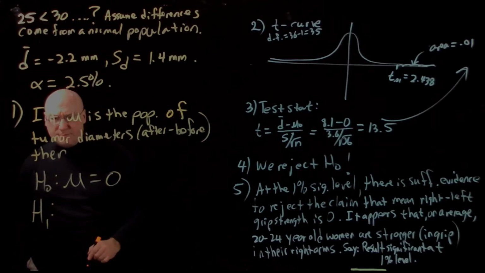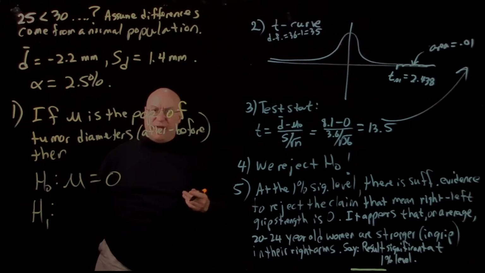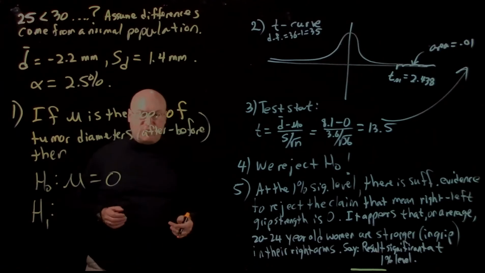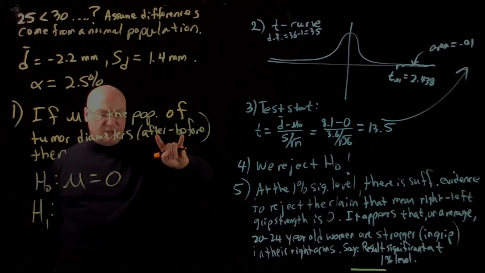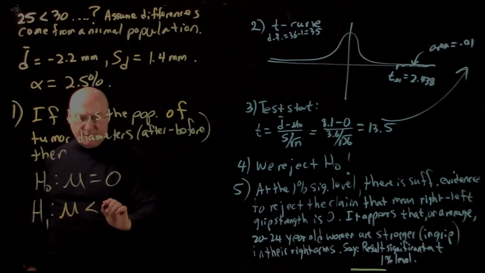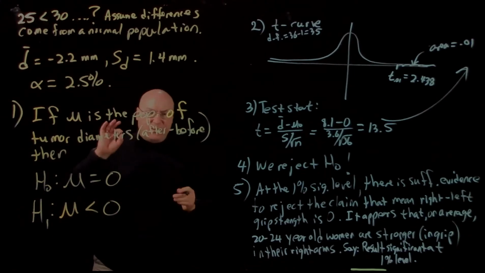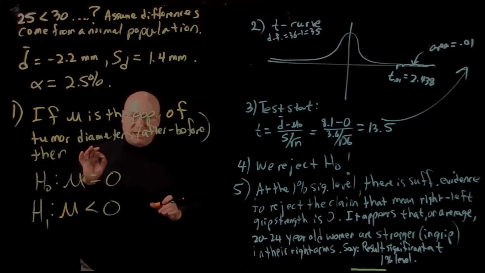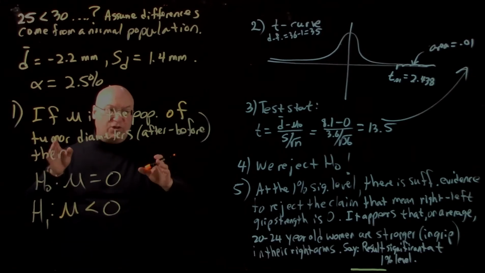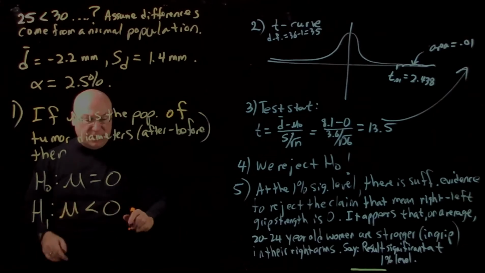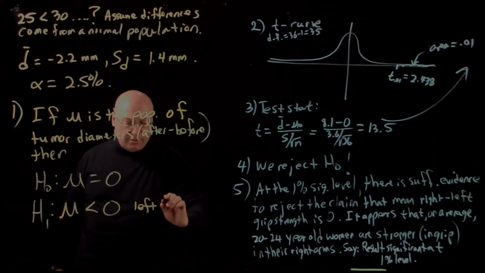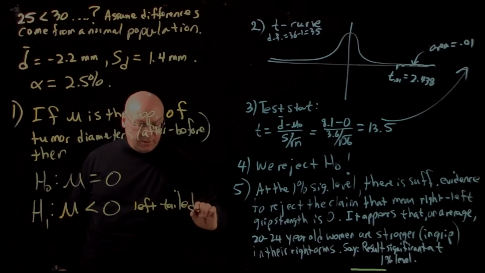H1, if I'm doing after minus before, I'm hoping for shrinkage. So most of the time I want this to be smaller than that, so the difference should be negative. All right, so you have to think through what the mean is in terms of the situation, and it depends on which way you're doing the subtraction, to determine what test you want here. And this is left-tailed, right?